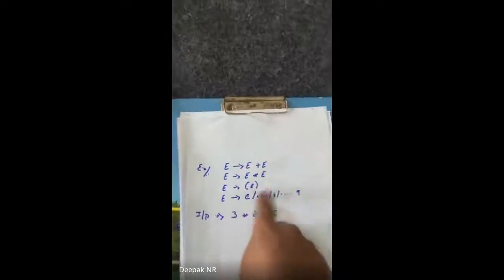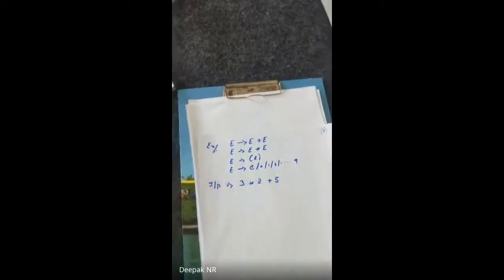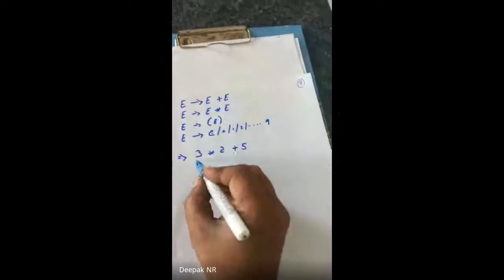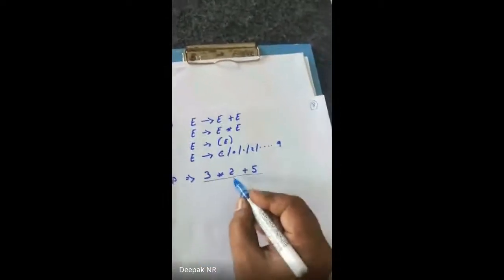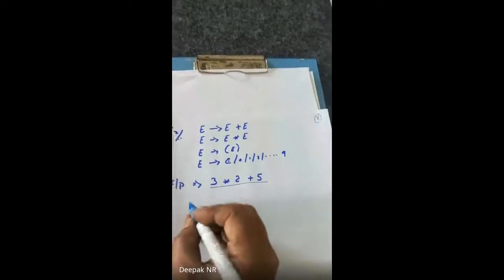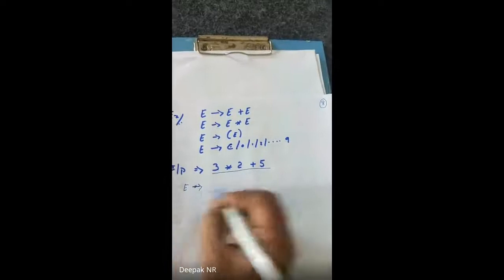Okay, assume this is my given CFG. This is my input. For this I will design a derivation tree. Let me think. I need my solution in 3*2+5 format. How can I do it? I will start with E.